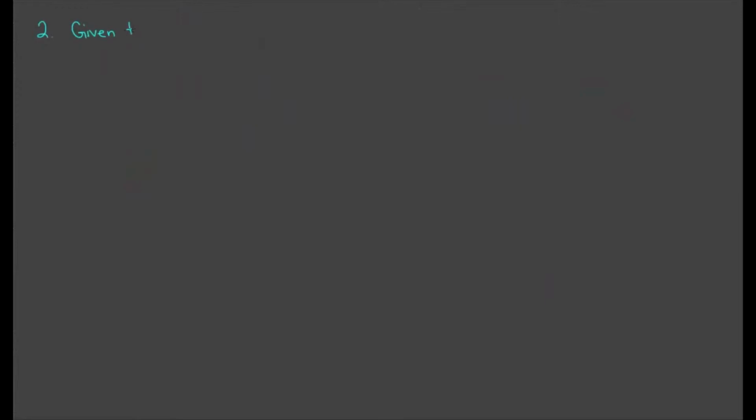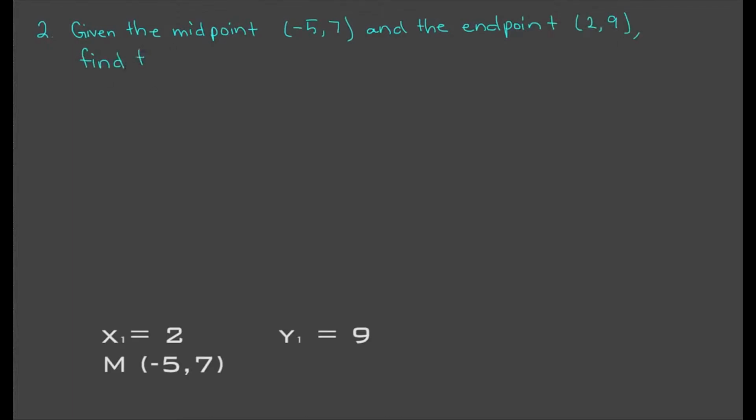2. Given the midpoint (-5, 7) and the endpoint (2, 9), find the other endpoint. First, we will label the endpoint given to us as x1 and y1 and the midpoint as M. Then, we will find the x-coordinate. For this, we will use part of the midpoint formula. M equals (x1 plus x2) divided by 2. Now, we will substitute our points into the equation, using the x-coordinate from the midpoint for M. -5 equals (2 plus x2) divided by 2.